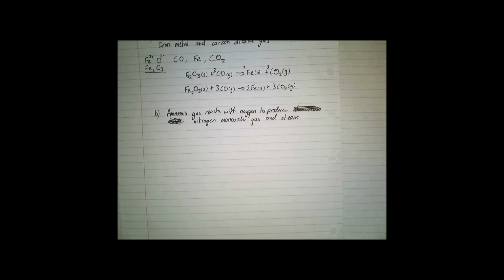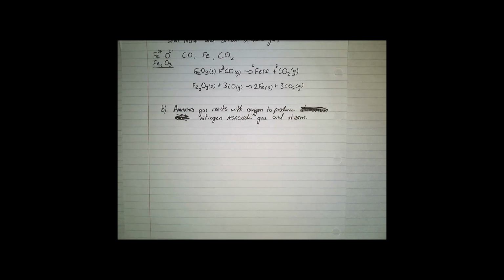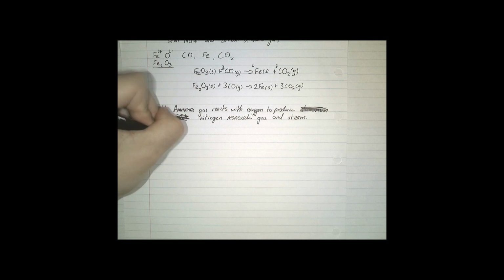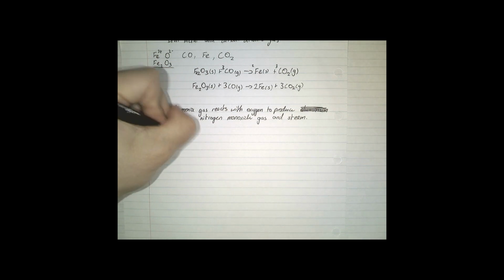One more quick example. Ammonia gas reacts with oxygen to produce nitrogen monoxide gas and steam. Now for this one, it takes a little bit more memory or know-how about some of our common compounds. Now, ammonia, there's no real indication of what it's made of or anything like that, but hopefully, eventually, at least, we should know that ammonia is NH3, and it's said that it is a gas.